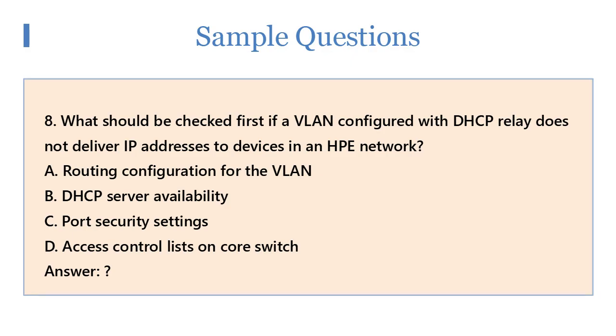8. What should be checked first if a VLAN configured with DHCP relay does not deliver IP addresses to devices in an HPE network? A. Routing configuration for the VLAN. B. DHCP server availability. C. Port security settings. D. Access control lists on core switch.